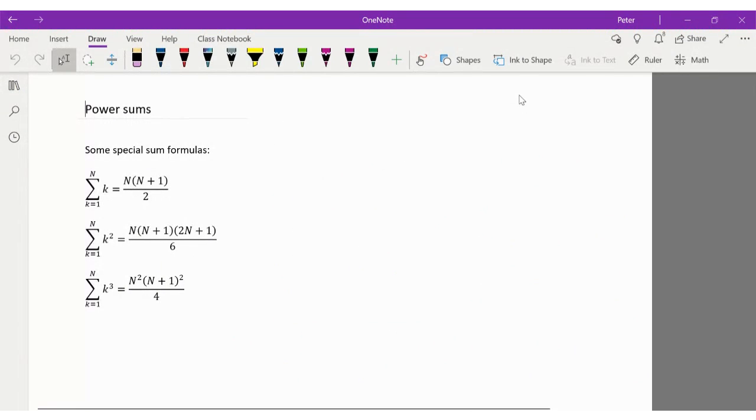There are a couple of special rules for summations that you have to know. These are just formulas that are actually going to be very useful as we use summations to find areas, which I'll show you in a minute.